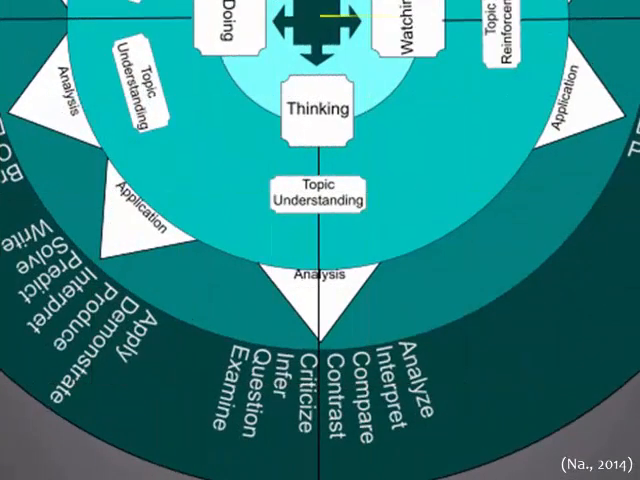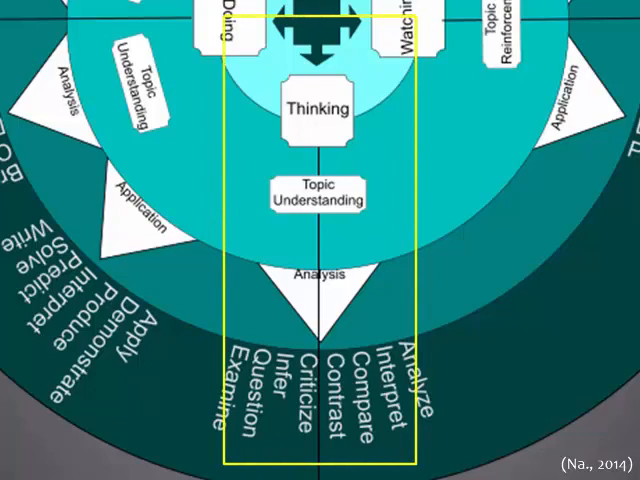The next level of competency is analysis in the thinking mode. This level of competency requires students and employees to connect knowledge and apply it for the purpose of topic understanding. At this level, students and employees are asked to analyze, interpret, compare, contrast, criticize, infer, question, or examine knowledge gained in the previous competency levels.